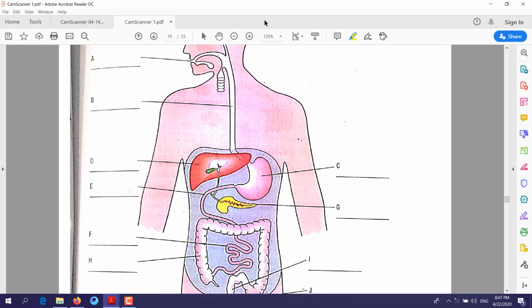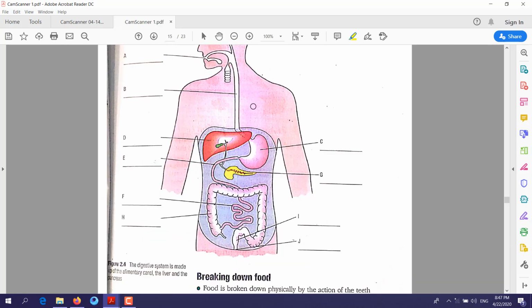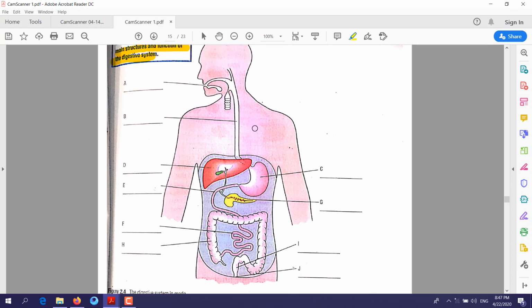Firstly, as you can see here, this figure shows the digestive system with all its parts, or all its organs. You should be able to give the name of each one of these organs and also the function of it.